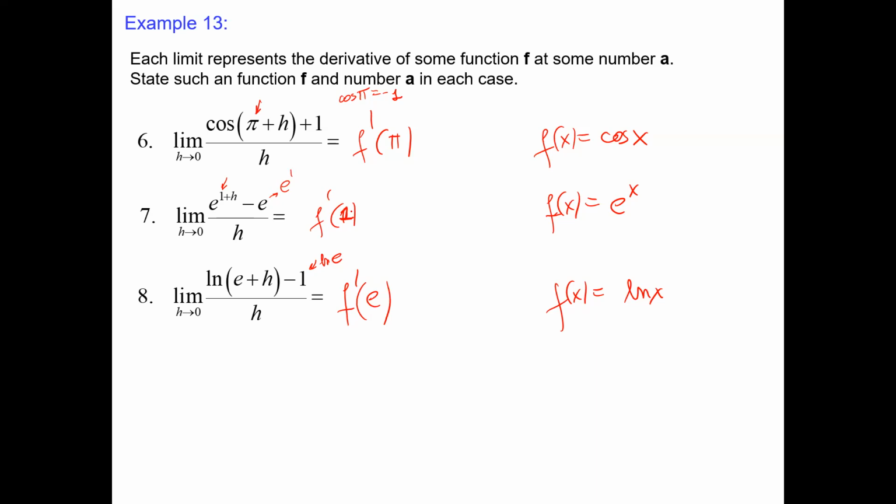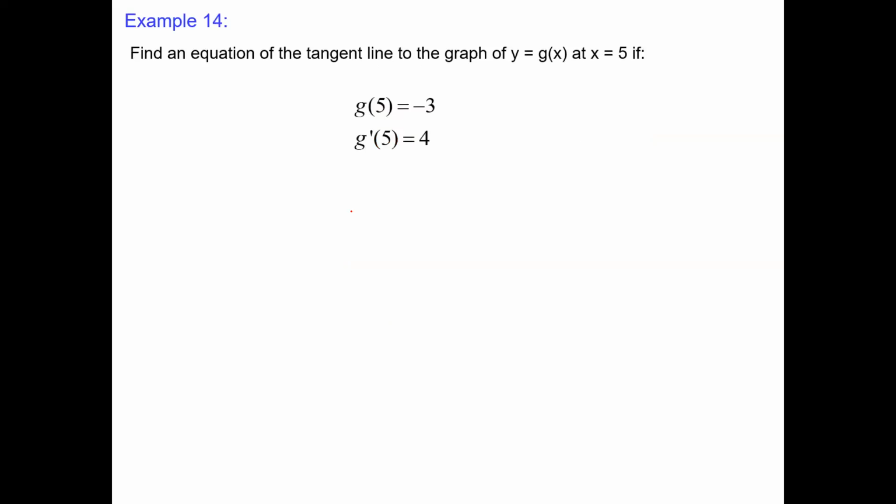Okay, another example. Find the equation of the tangent line to the graph of g of x at the point 5, if g at 5 is -3 and g prime at 5 is 4.